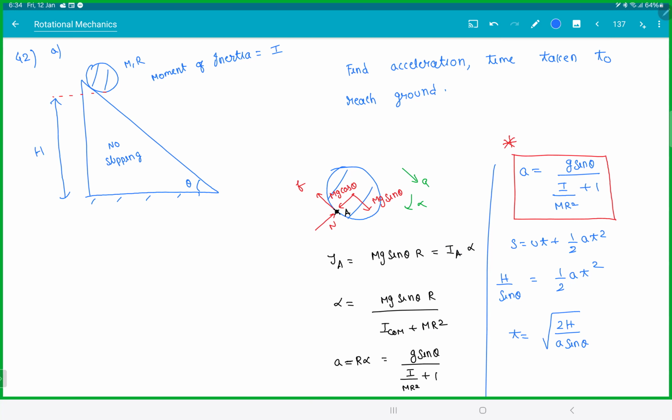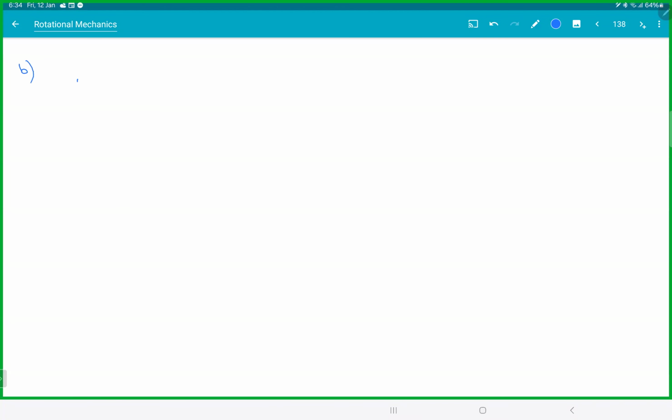Now, this question we can extend further. If you release a ring, solid sphere, hollow sphere, and disk, arrange them in the ascending order of time taken to reach the ground. Who will reach first, second, third, and fourth? You're releasing ring, solid sphere, hollow sphere, disk, and all. Arrange them in the ascending order of time.